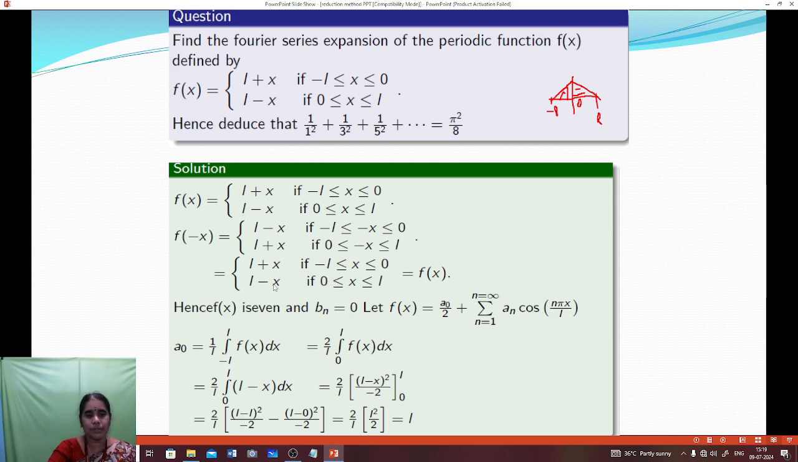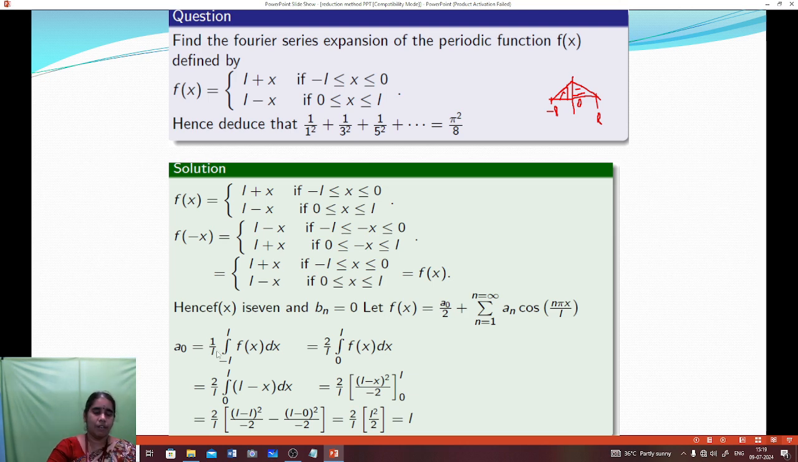Here too, for 0 to L, we have an answer of L minus x. So, on substituting our x with minus x, we get the same answer of f of x. So, the given function is even. For the even case, there is no need to find the value of bn. It is enough to calculate the values of a naught and an. On substituting the a naught value and the an value using the formula, we find the Fourier series expansion.